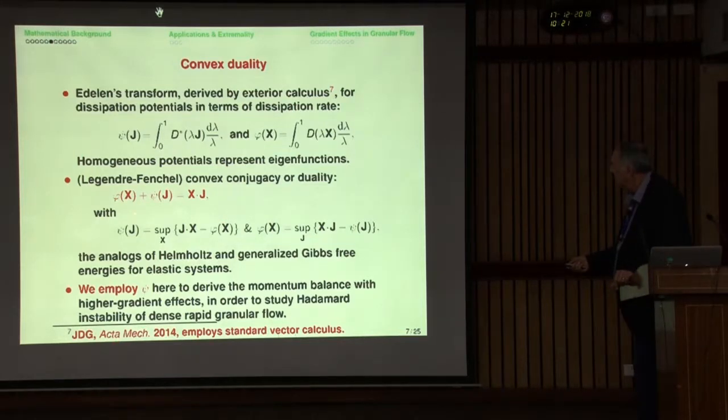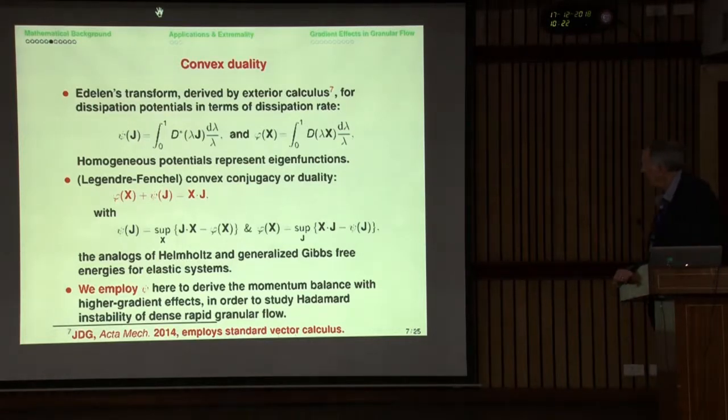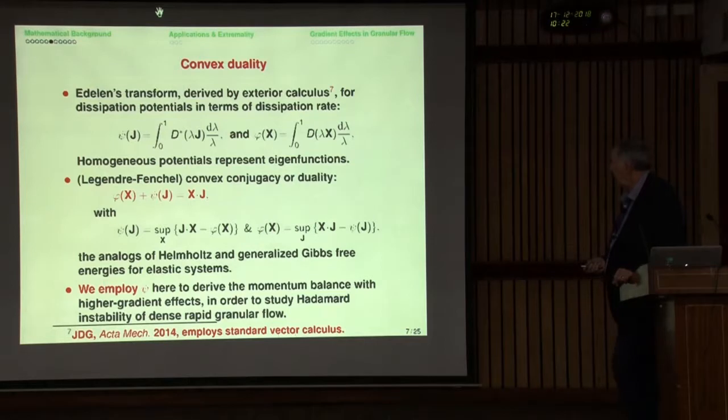The potentials satisfy this dual relation, and psi is essentially a Helmholtz potential, and phi is a kind of generalized Gibbs free energy or dissipation potential. We're going to focus on psi largely here, and I'll show you how you get the momentum balance for fluids with hyperstresses from that potential.